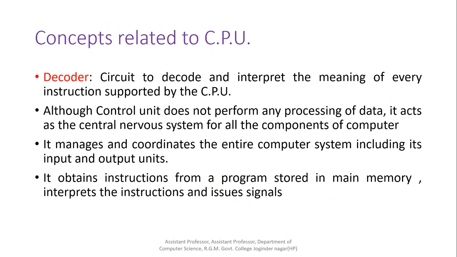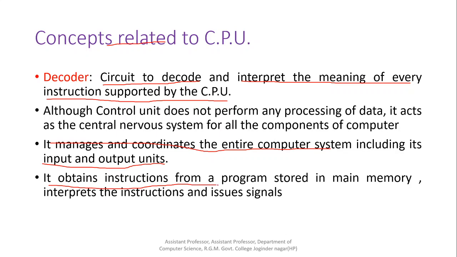So the next is, what is a decoder? The decoder is the circuit that is used to decode and interpret the meaning of every instruction supported by the CPU. And so the control unit acts like a manager. It manages and coordinates the entire computer system, including its input and output units. It also obtains the instruction from a program counter in memory, interprets the instructions and issues signals.